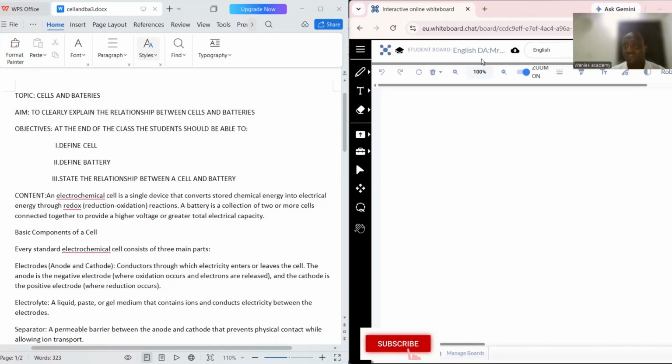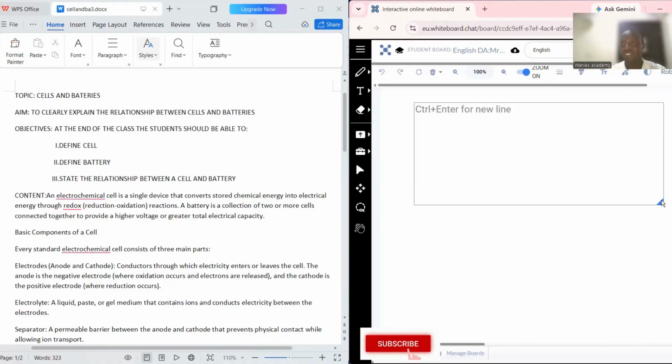All right, now having defined what a cell and a battery are, let's look at the basic components of a cell. That means the constituents of a typical electrochemical cell.